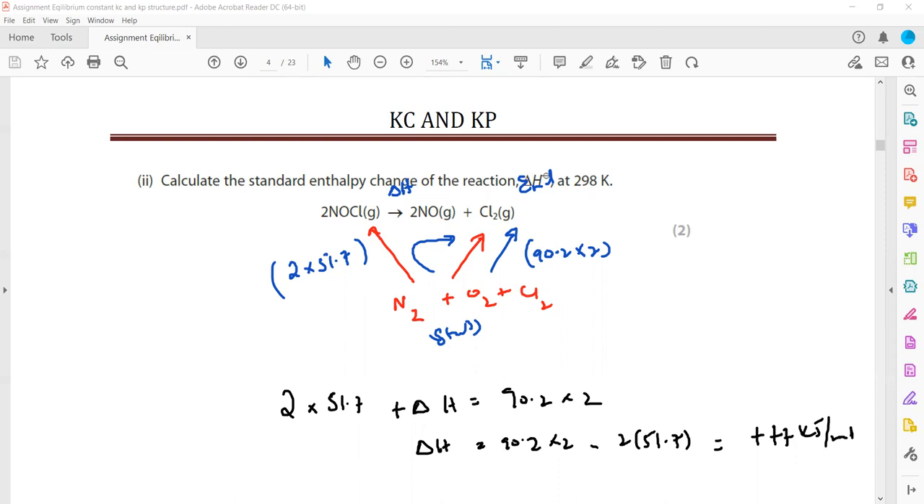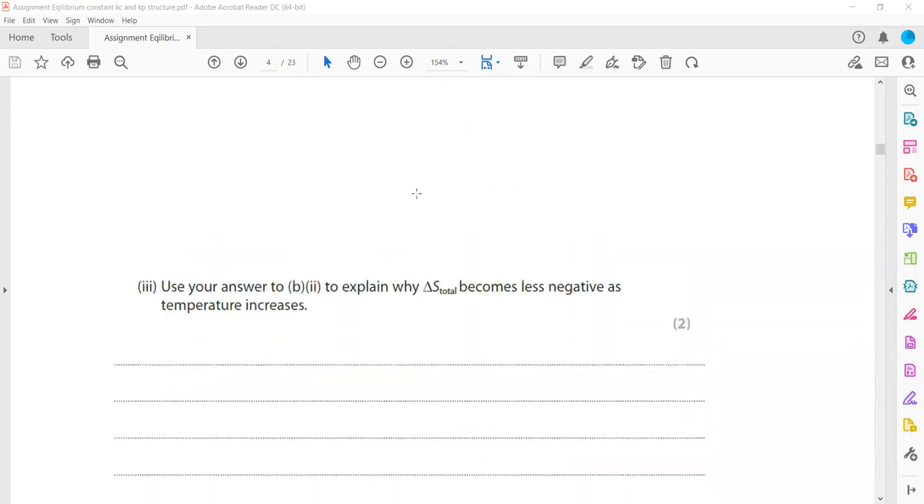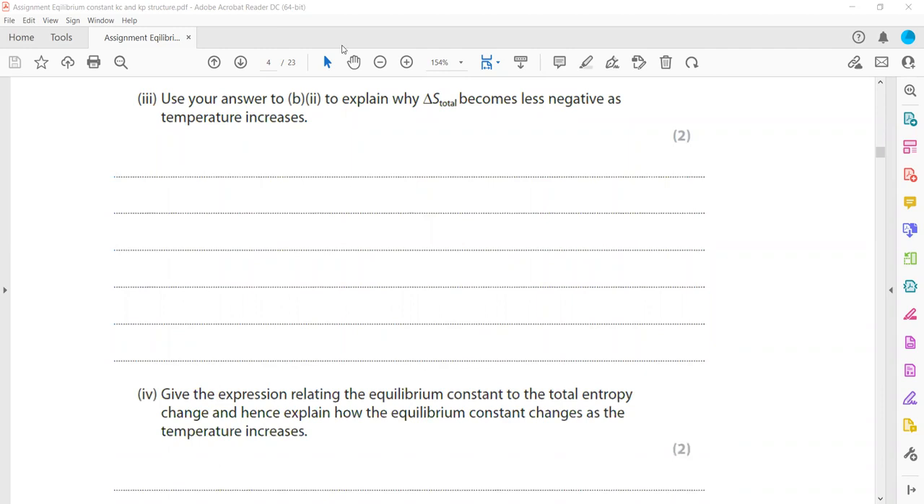The next part, we need the enthalpy change of the surroundings. Use your answer to B1. Explain why the total entropy becomes less negative as the temperature increases. Because the reaction is endothermic. So for an endothermic reaction, the total entropy is equal to the entropy of the system plus the entropy of the surroundings. The entropy of the system is like a constant depending on reactant and product. For the surroundings, it is minus delta H by T.